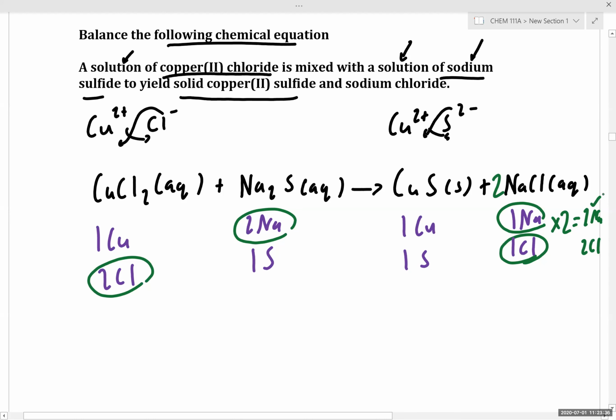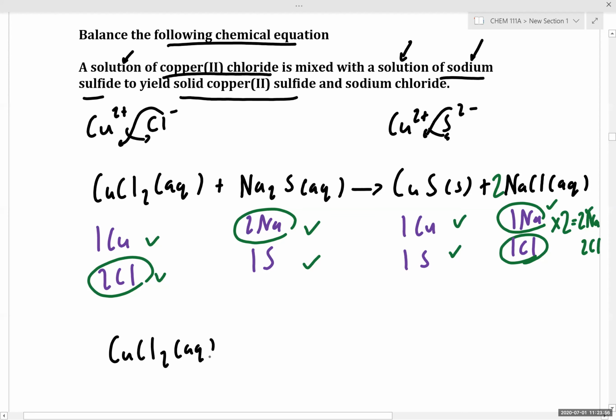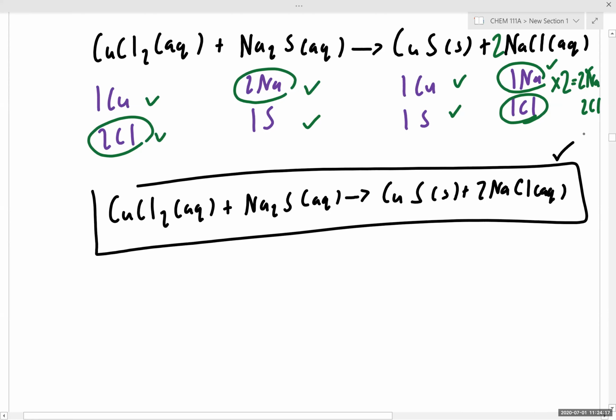Perfect. So now we have 2 sodiums. Let me write that a little more cleanly. So we have 2 sodiums, 2 chlorines. Copper and sulfur are balanced, so we have a complete balanced chemical equation. So let's just rewrite our balanced chemical equation. So overall, not too bad. If you're comfortable with your nomenclature rules, that will really save you in this chapter for sure. So here's our complete balanced equation, and let's put a check mark next to it.